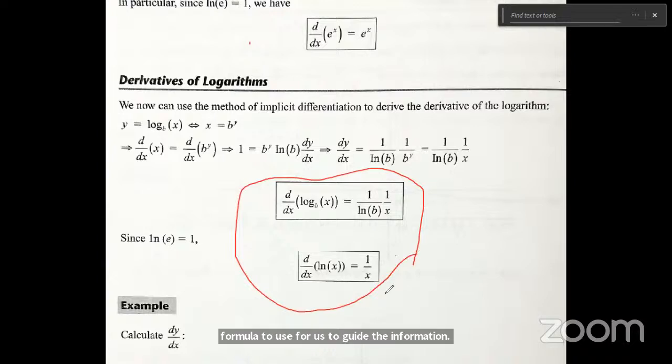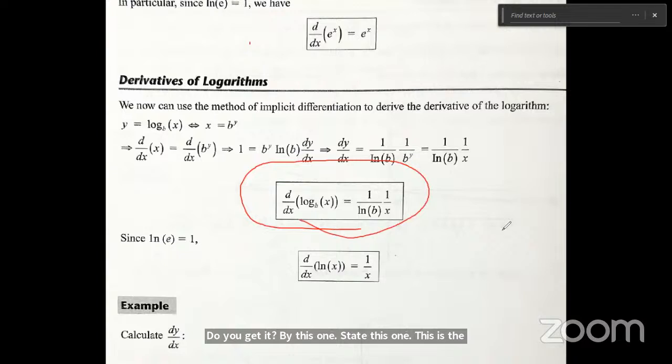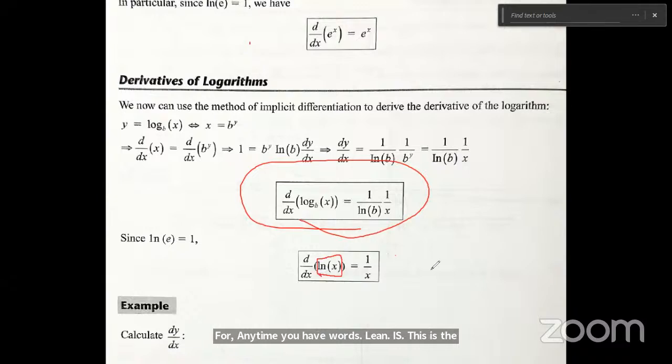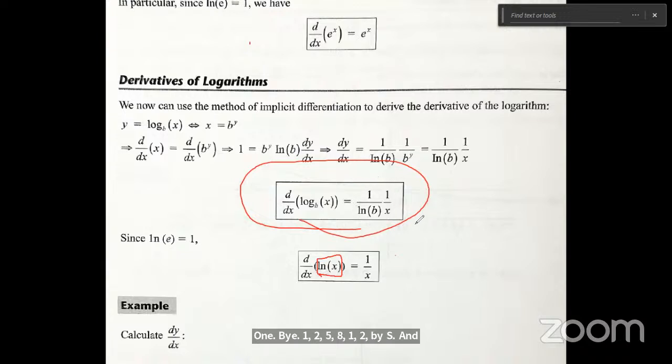You get it? This is the formula for the logarithm function. Anytime you have ln s, this is the function inside the bracket. They said differentiate this function. So how do we differentiate this function? The formula says that to differentiate this function is equal to 1 divided by ln b multiplied by 1 over s.